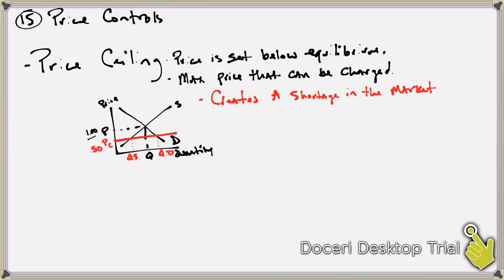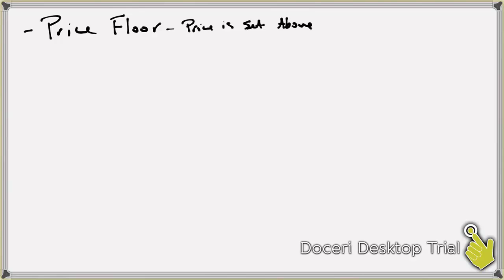Okay? All right, flipping it. Next, price control is a price floor. Put down here, price floor. Ugh, we don't want to go red here. Change it up. Price floor. And a price floor is just the opposite, okay? So a price floor is going to be set above equilibrium. Say price is set above equilibrium.